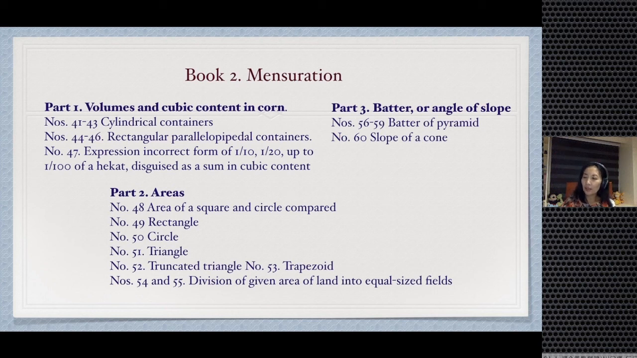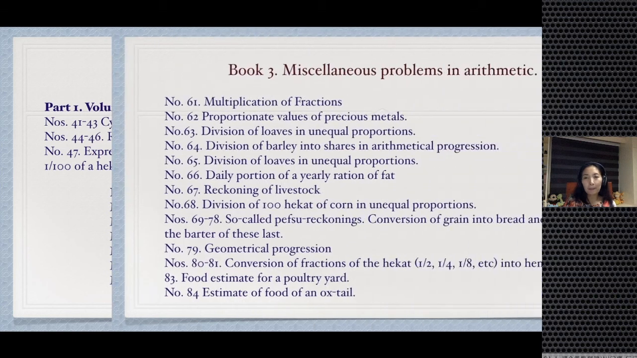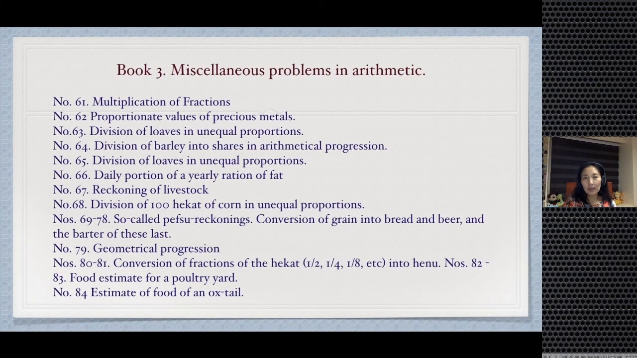The third part of the RMP is miscellaneous problems in arithmetic. Take note that it ends with problem number 84. So like what we said earlier, there are 84 problems in the Rhind Mathematical Papyrus, and for this session, we will look into some of them, selected.